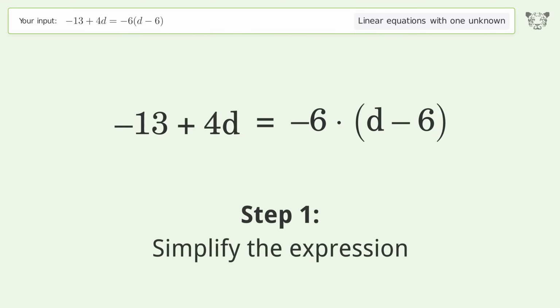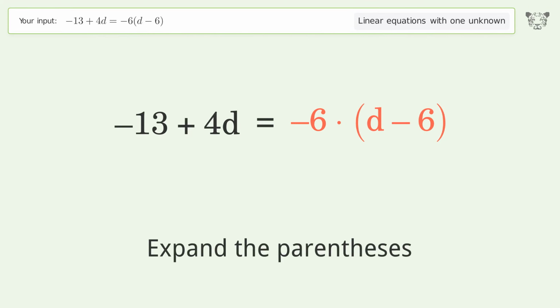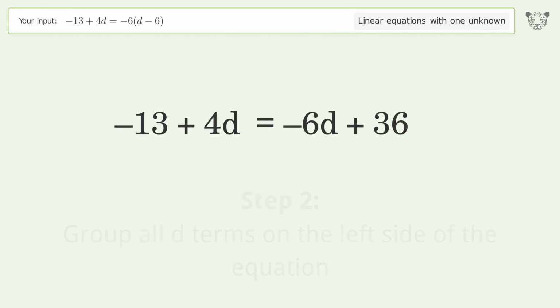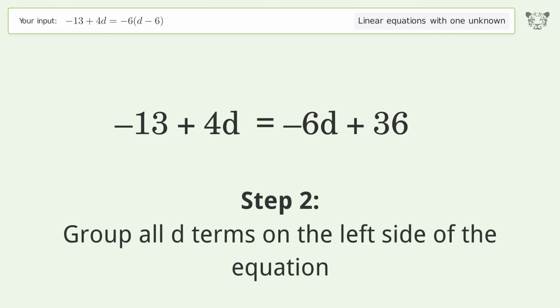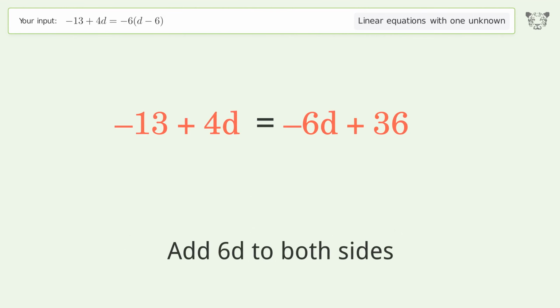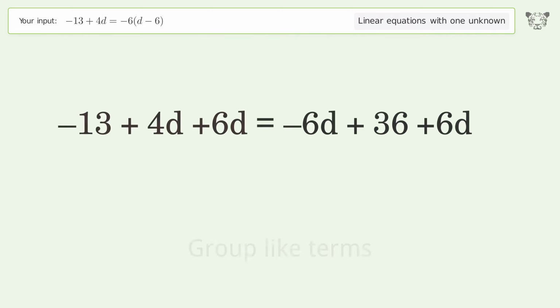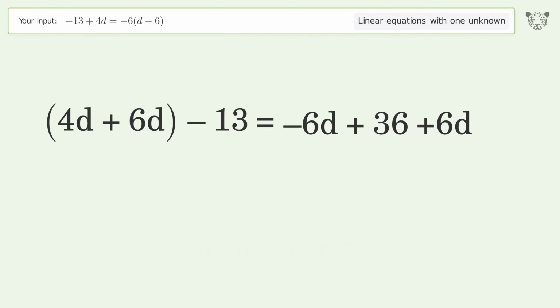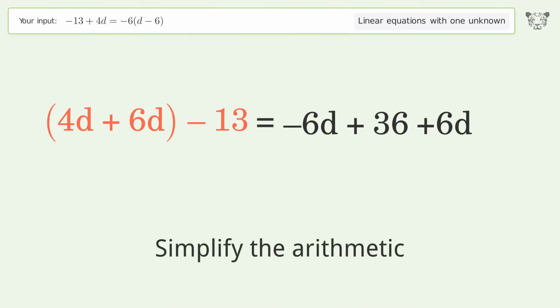Simplify the expression. Expand the parentheses. Simplify the arithmetic. Group all d terms on the left side of the equation. Add 6d to both sides. Group like terms. Simplify the arithmetic.